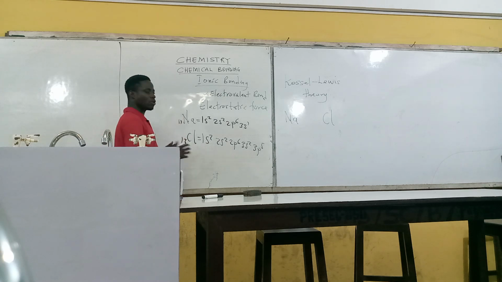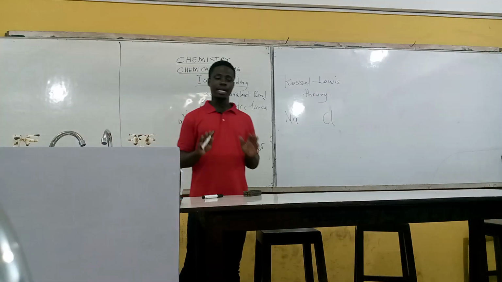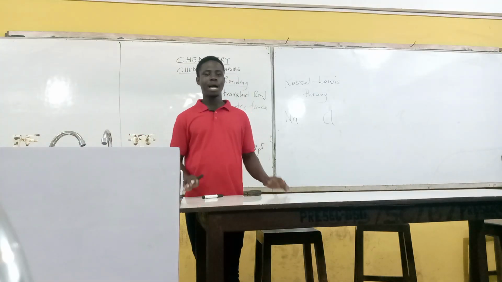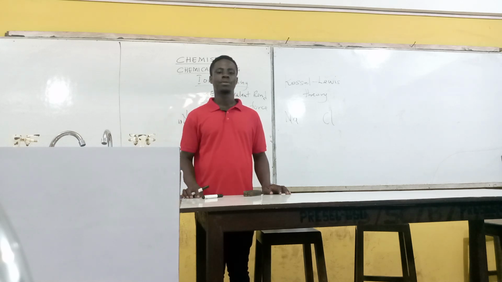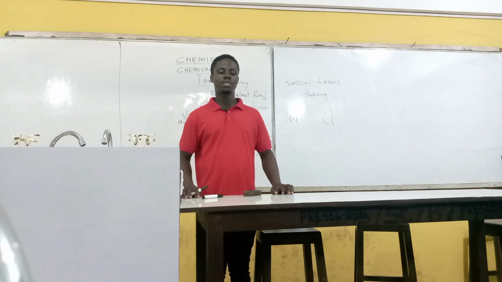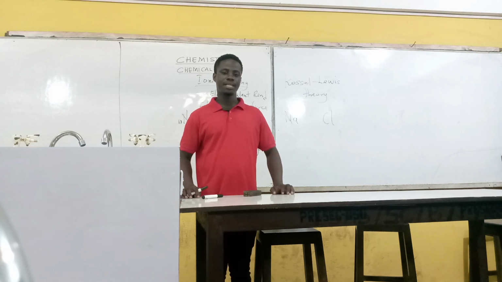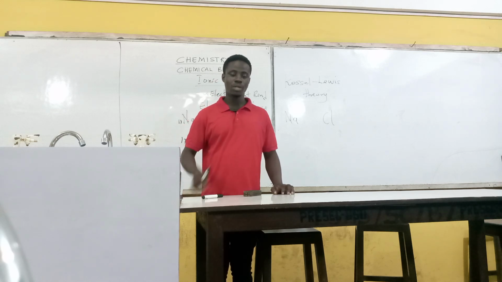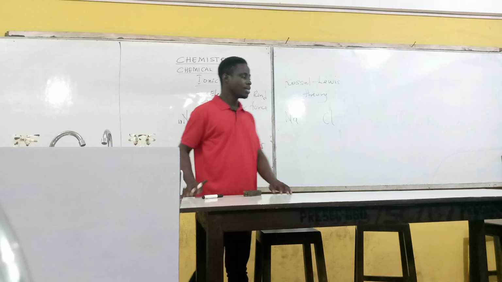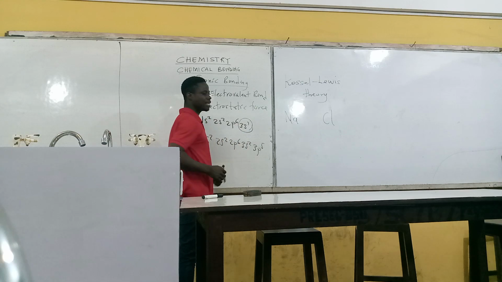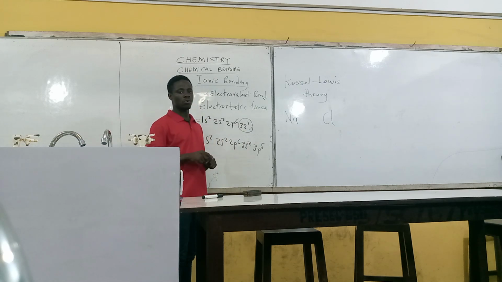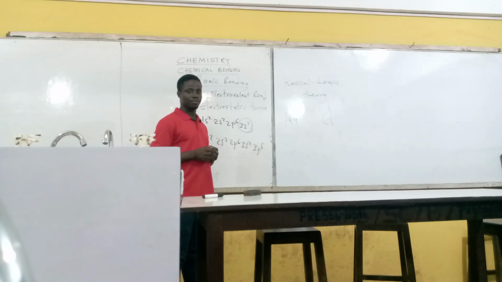Now, if you look at these electronic configurations, in chemical bonding, one important thing you need to understand is that anytime we are dealing with chemical bonding, we only use the valence electrons. Only valence electrons are used in chemical bonding. So for bonding to occur, we are only interested in the valence electrons. So the outermost electron is what matters. So if you look at this sodium, you realize that its outermost electron is the 3s1. That is, it has only one electron at its outermost shell.